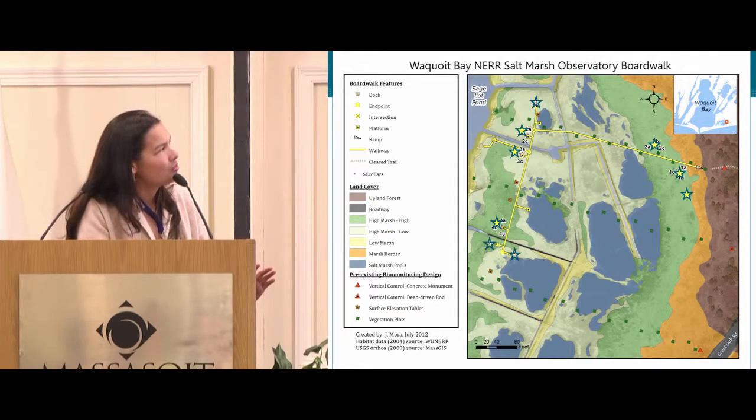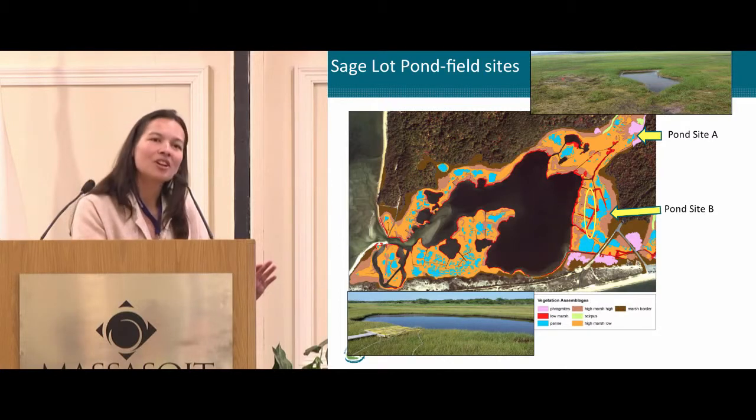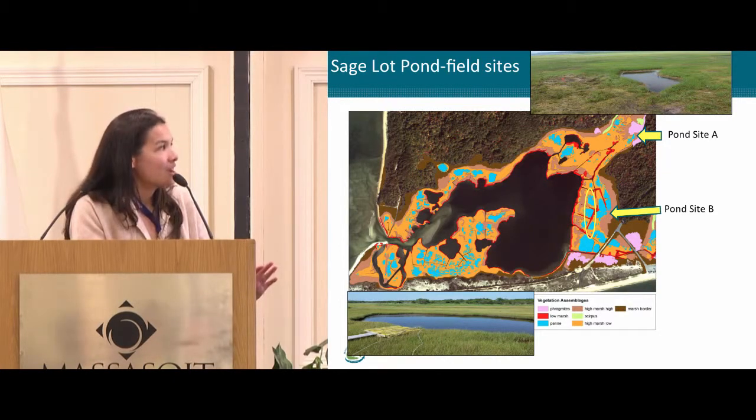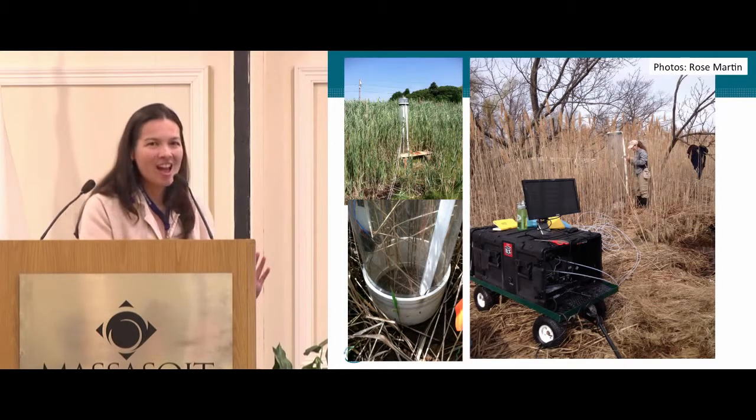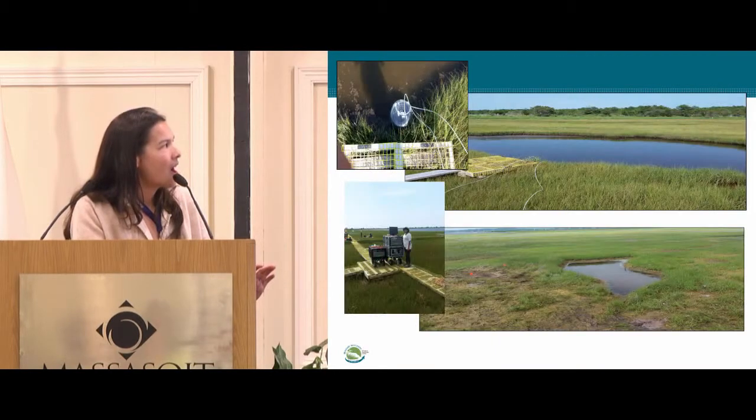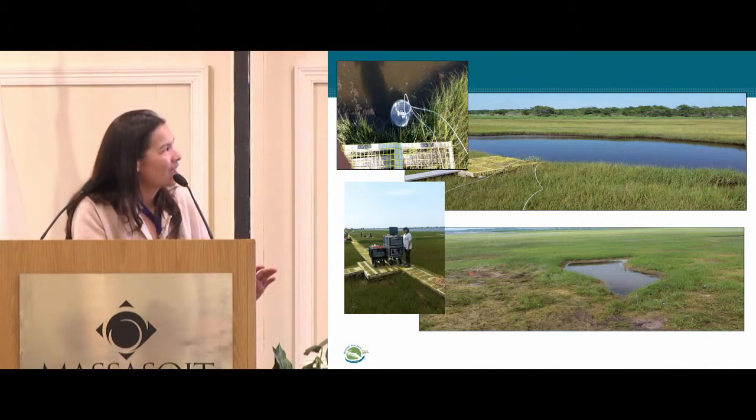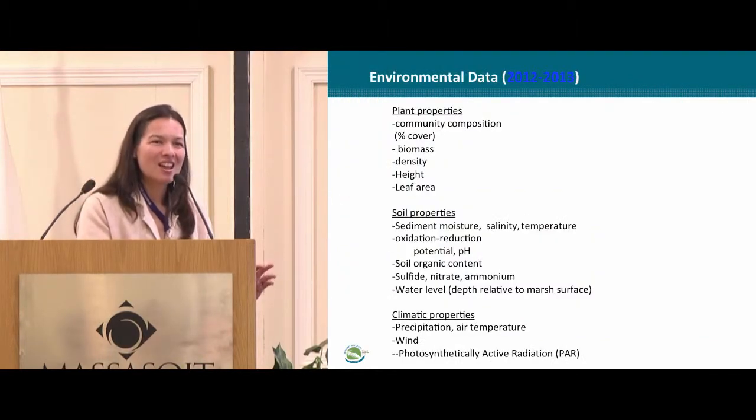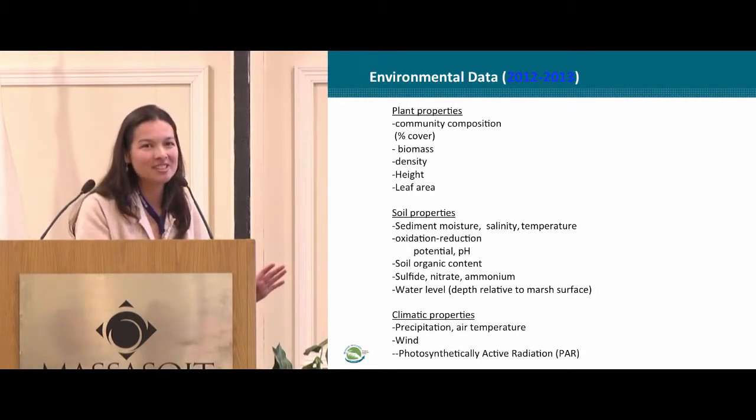I'll just show you some pictures here of the different types of ponds that we've been studying. I looked at ones that varied in terms of depth and therefore potentially age. We used a different custom chamber designed by my soon-to-graduate PhD student, Rose Martin, who has been focusing on Phragmites, and she'll be presenting a poster this afternoon. And we used floating chambers to quantify some of the emissions from the ponds. There were many data collected, and I'm showing you only a subset of these regarding plant properties, soil properties, and climatic properties.